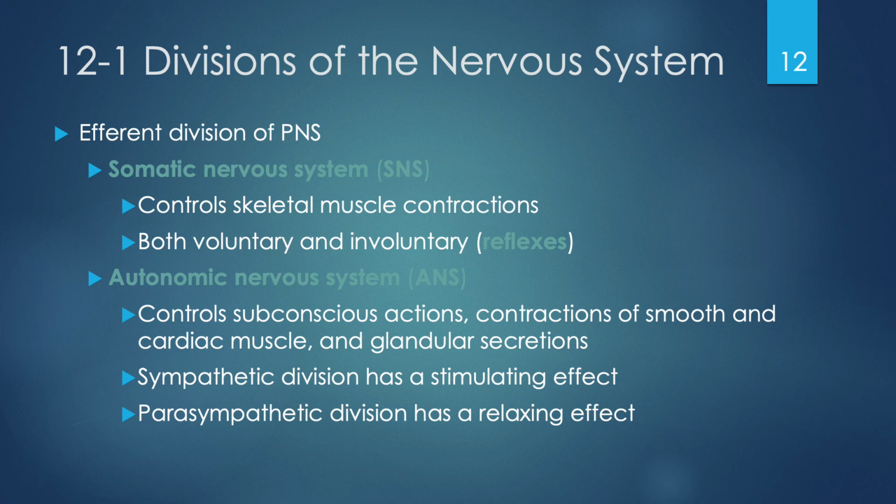Now, the autonomic nervous system is totally out of our control, and we can't do anything about this at all. It's controlling all of our subconscious actions, like the contractions of smooth and cardiac muscle and glandular secretions. We break this down further into two categories, either the sympathetic division or the parasympathetic division, and we'll be discussing this also more in future lectures. But for today, the general idea is that the sympathetic division is stimulating. This is the fight or flight response. And the parasympathetic division has more of a relaxing effect. So we call the parasympathetic division the rest and digest division.